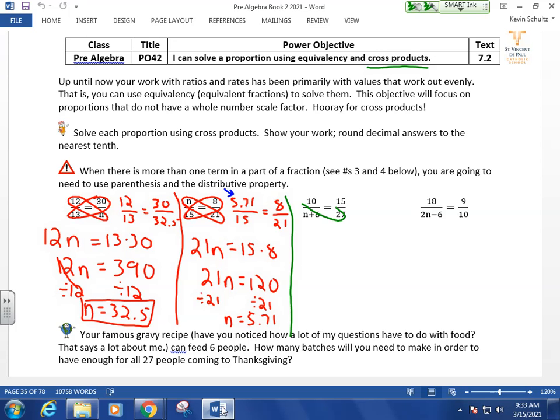We're still multiplying 10 by 27, and we're still multiplying 15 by n plus 6. But here's the difference. Because that n plus 6 is the denominator of a fraction, we need to add parentheses around it. Because we're not just multiplying 15 by n, we're not just multiplying 15 by 6, we're multiplying 15 by n plus 6. So this one doesn't end up being a one-step equation, because what do we have to do to get rid of those parentheses?